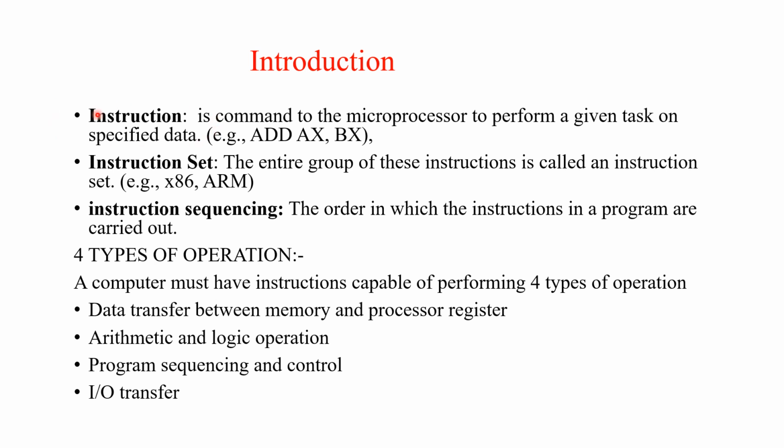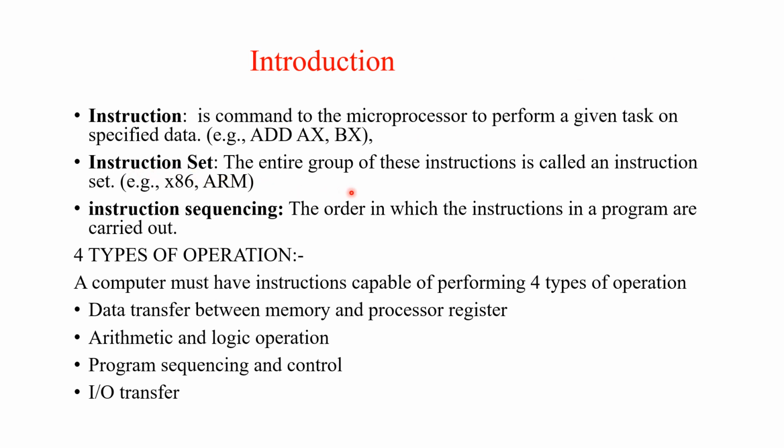What is an instruction? An instruction is a command given to the microprocessor to perform a specific task on specific data. For example, ADD AX, BX tells the processor to add the contents of the register BX to AX. Instruction set: the complete collection of instructions a microprocessor can execute is called an instruction set.